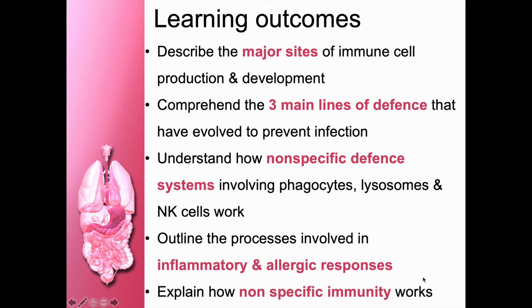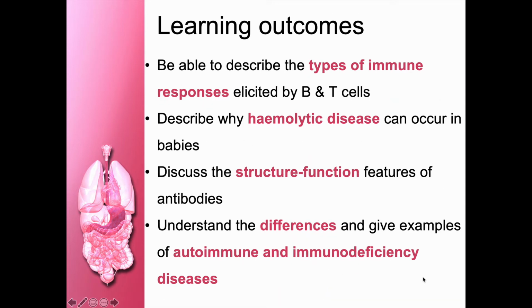So, the first outcome is to describe the major sites of immune cell production and development. Then comprehend the three main lines of defense that have evolved to prevent infections. Understand how the non-specific defense system involving phagocytes, lysozymes and NK cells works. Outline the process involved in the inflammatory and allergic response, and also know how non-specific immunity works in the body.